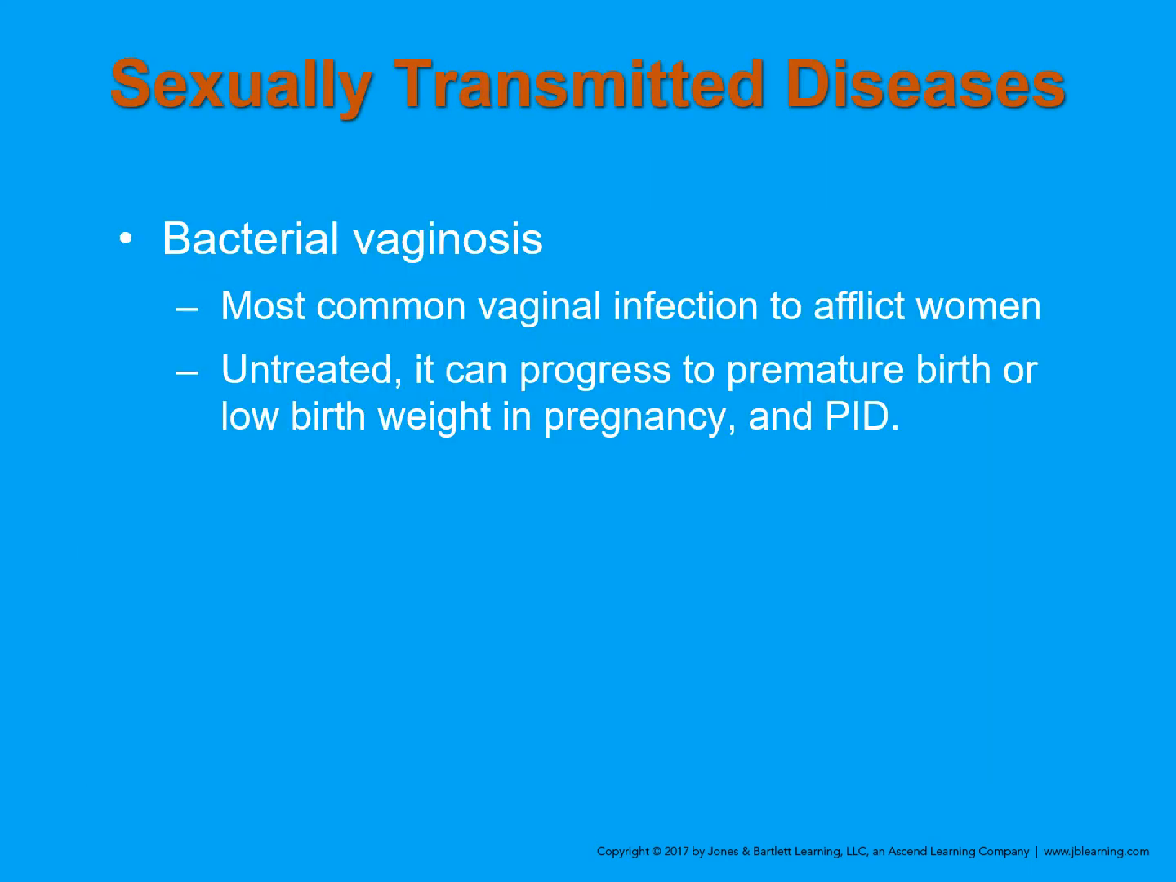That was delightful. On the subject of delightful, let's talk about bacterial vaginosis. It's the most common vaginal infection and it afflicts women ages 15 to 44. Untreated, it can progress to a premature birth or low birth weight in cases of pregnancy. And it can make the patient more susceptible to other serious infections and cause pelvic inflammatory disease.